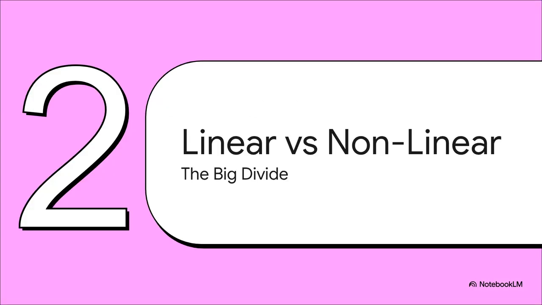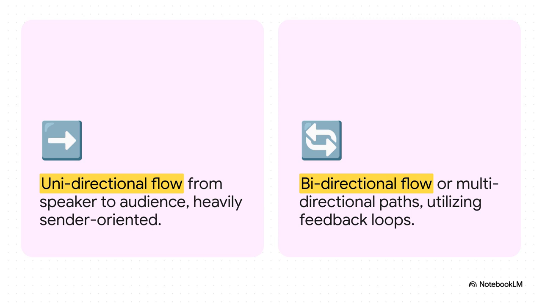Moving on to linear versus nonlinear models, the big divide. Let's see how the actual structure of a model completely dictates how we understand the flow of a message. This dichotomy is fantastic because it perfectly illustrates the stark contrast between older, action-oriented media systems and modern, interactive communication. On one hand, you've got linear models representing this unidirectional, one-way flow from the speaker directly to the audience. But on the other hand, nonlinear models are all about bidirectional or multidirectional flow, featuring these continuous feedback loops.